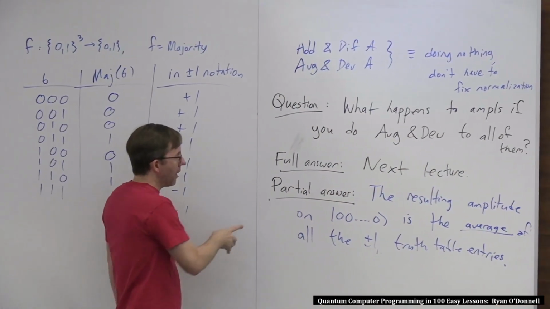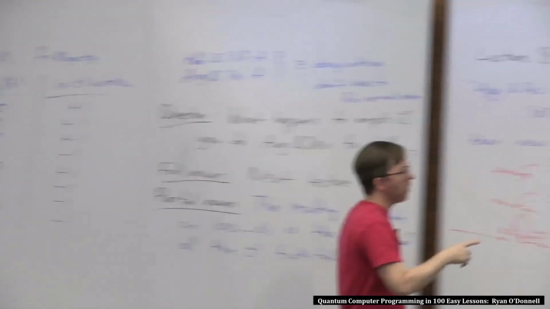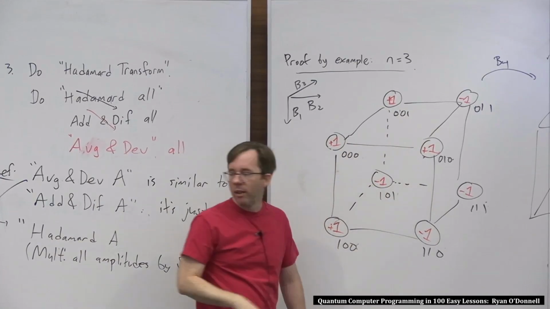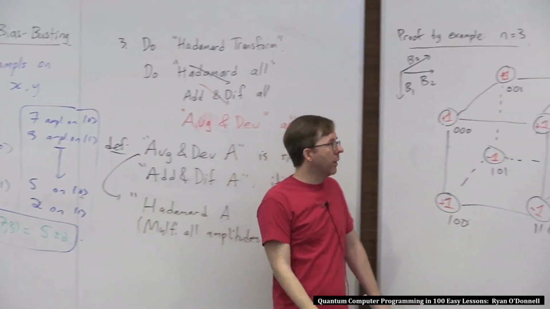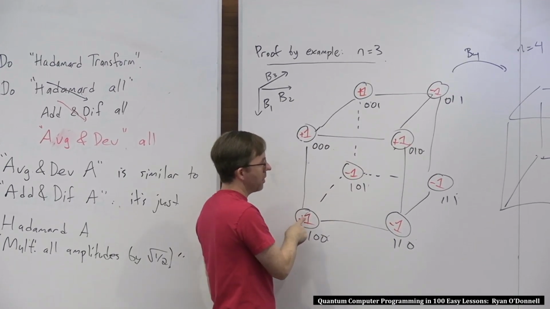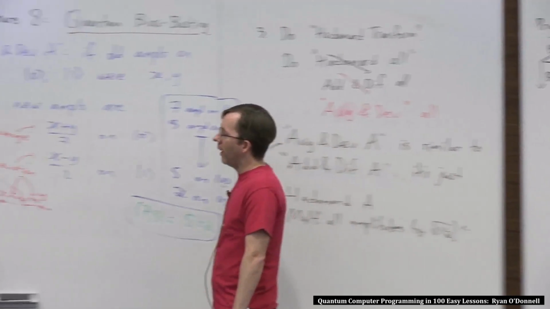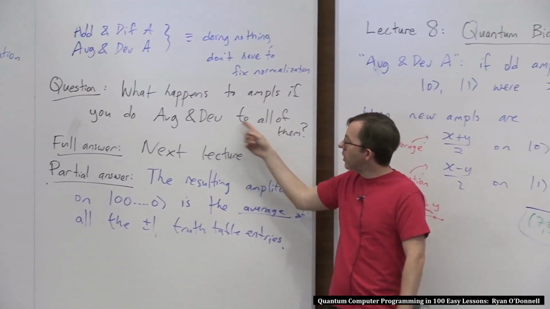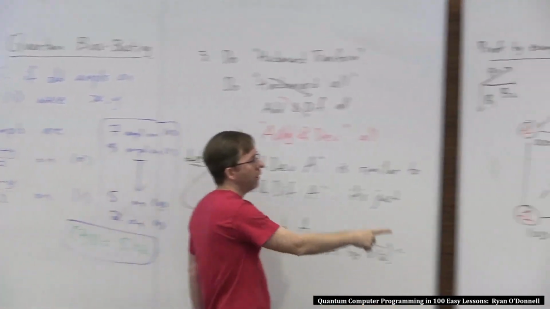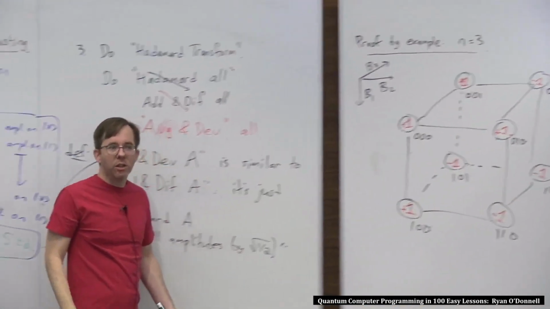Let me also add that the fact that this answer is true does not rely on these being all the plus or minus one truth table entries of some function. In fact, more generally, if you start with some qubits in any old superposition state where the amplitudes are A, B, C, D, E, F, G, H, and you do average and deviation to all the qubits, then the resulting amplitude on the all zeros basic state will just be the average of A, B, C, D, E, F, G, and H.